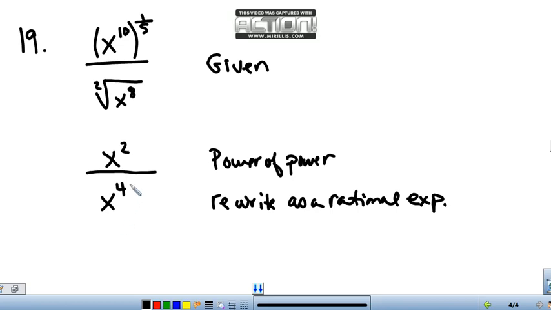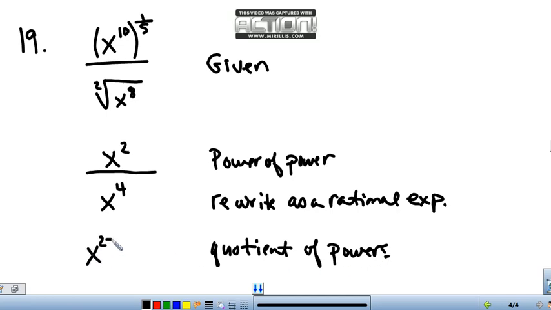Right, now I recognize quotient of powers. Quotient of powers tells us to subtract the exponents. Okay, so that's going to be x to the 2 minus 4, which equals x to the negative 2.